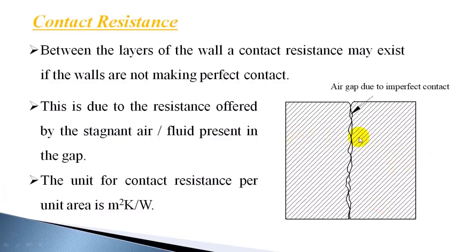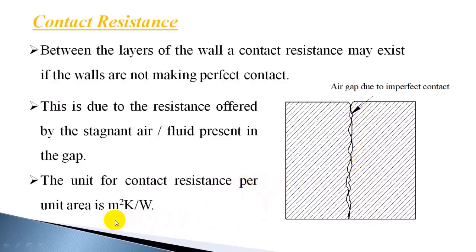So the resistance offered at the interface due to these irregularities is known as contact resistance, and its unit is meter square Kelvin per watt. Generally they will give it per unit area, so much meter square Kelvin per watt. So the unit meter square Kelvin per watt indicates that it is for unit area. If you have to find it for a 5 meter square area, you have to divide by 5 to get the total resistance. When the area increases, the resistance will decrease.